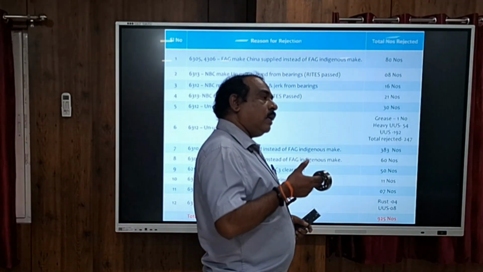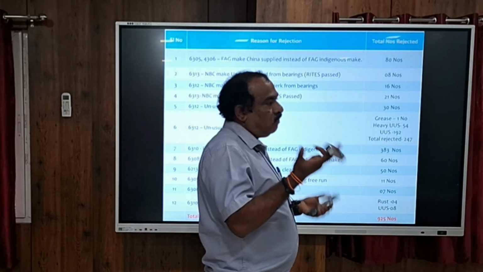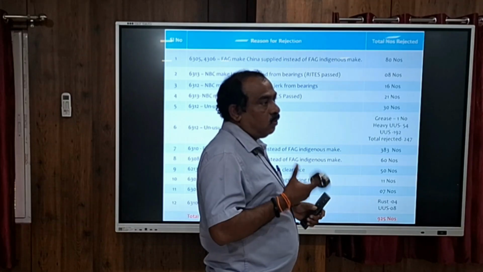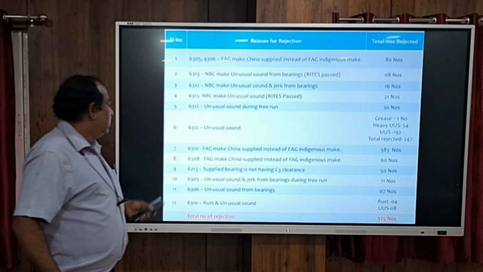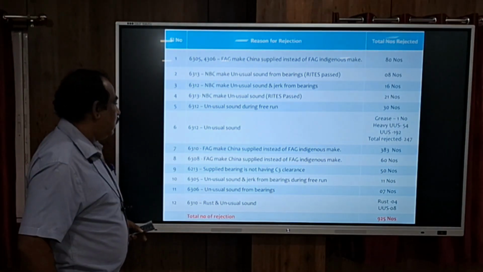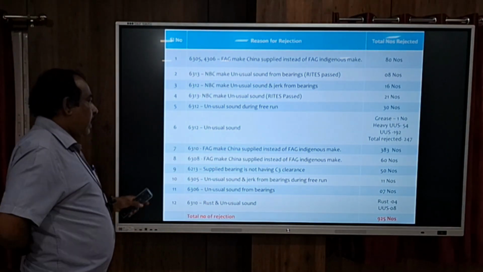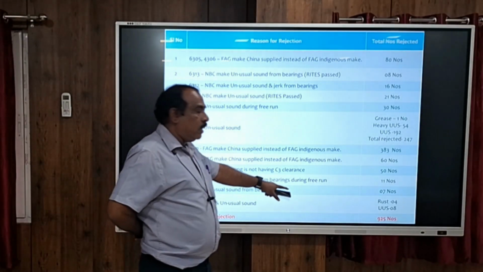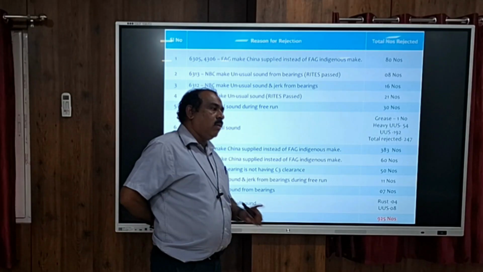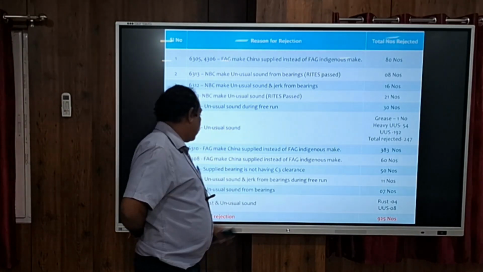So when that cage is provided in the motor and it goes for service, the problem will become worse and more sound will come. Like this only. And this is also China make. The supplied bearing does not have C3 clearance, but we have specifically mentioned C3 clearance. That fellow has given CN normal clearance, so that also was rejected.